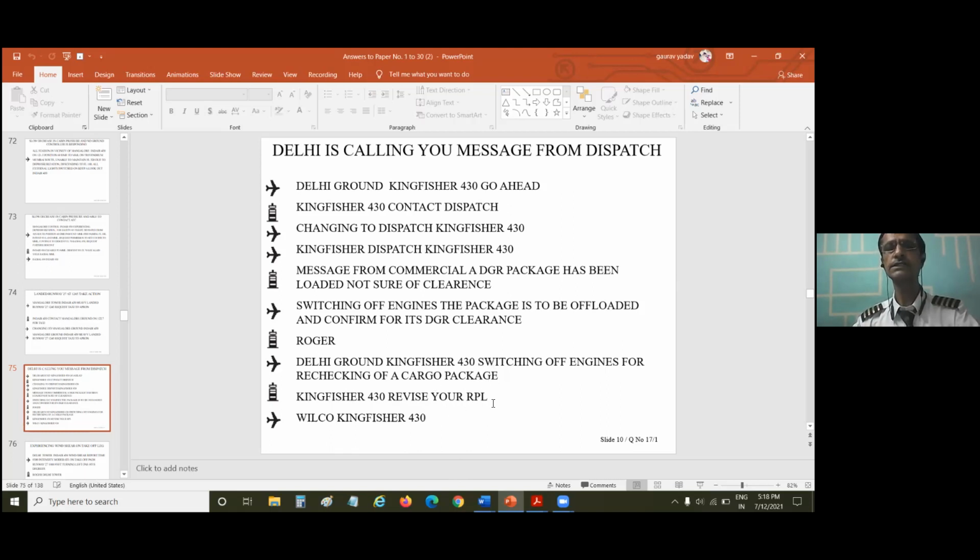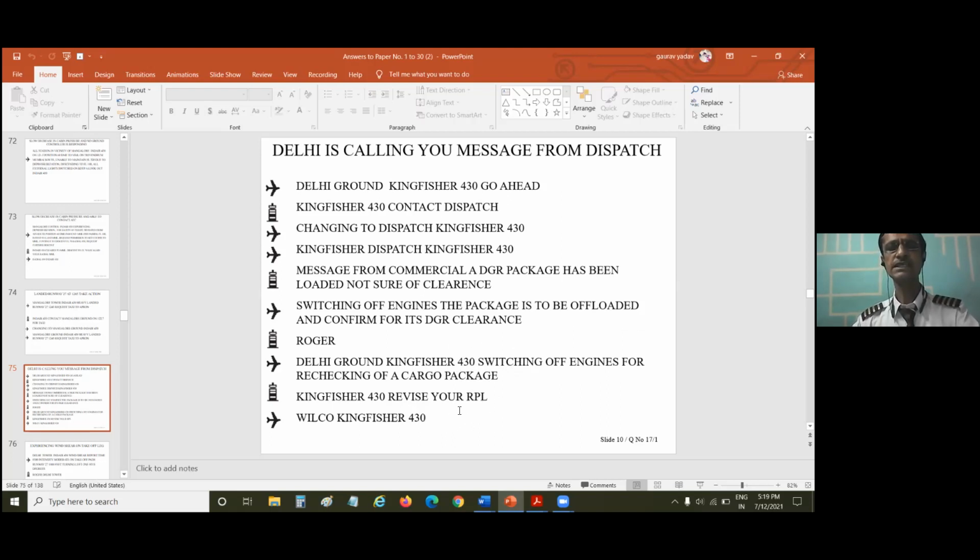You switch off the engine, the cargo package will be offloaded. Then again it will be checked for security. Again it will be loaded. Then again you will ask for startup. Again the aircraft will start. Definitely the aircraft will be delayed. The flight will get delayed. And when it gets delayed, your ATD of that aerodrome is not the same. If that is not the same, the ETA at the other aerodrome, the destination, is not the same. And so a lot of revisions, a lot of amendments rather, have to be done in your RPL.